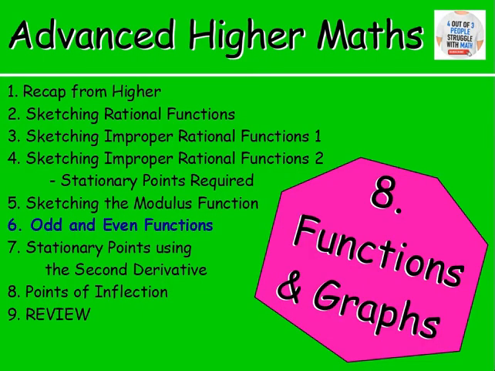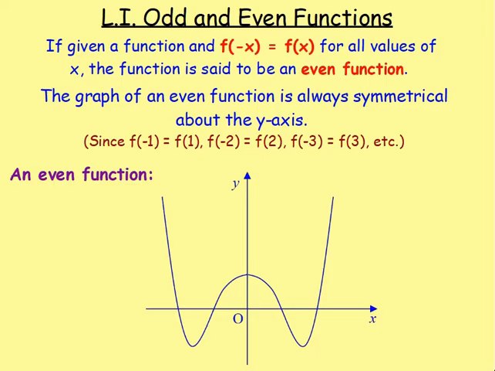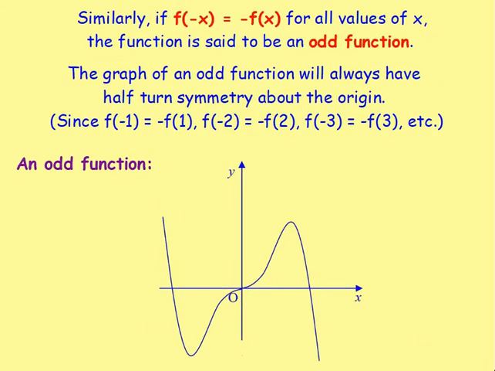We then looked at odd and even functions. If you are given a function and f of negative x is equal to f of x for all values of x, then the function is said to be an even function. And an even function is always symmetrical about the y-axis. So this line here is a line of symmetry, as you can see. That's because f of -1 is the exact same as f of 1, or f of -2 is the exact same as f of 2. F of -5 is the same as f of 5. You get the same thing, so it's going to be symmetrical about the y-axis.